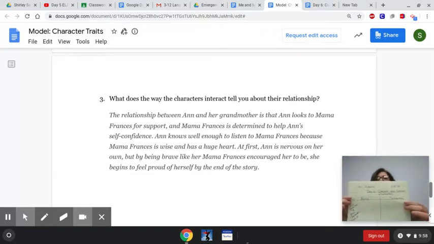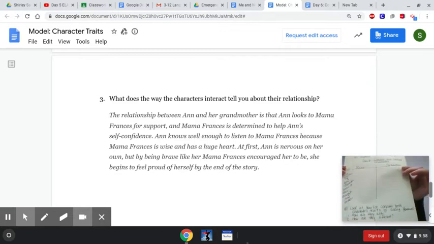You can choose Rose and William. You can choose Susanna and William. You can even choose her brother Joey. It's your choice. You can choose 2 characters and you're going to compare and contrast. And then you're going to take a look at their relationship, and you're going to answer number 3. You're going to tell me what the relationship is like between the 2 characters.